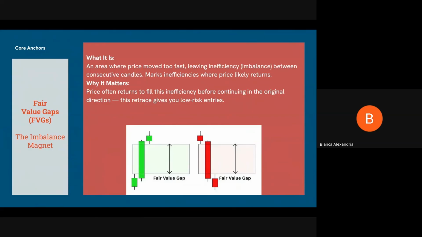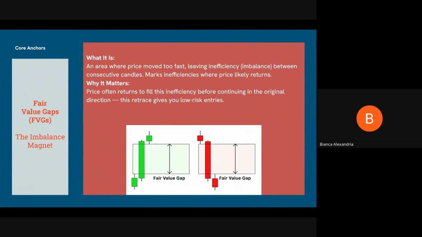But for fair value gaps is where we're going to start. And this is where imbalance shows up in the market. It's an area where price moved too quickly, leaving inefficiencies, imbalance between consecutive candles. So this shows where inefficiencies are and where price is likely to return. All right, so price often returns to fill in these gaps before continuing in the original direction. And this retrace gives us low risk entries. Are there any questions on this part yet? All right, we got thumbs up.